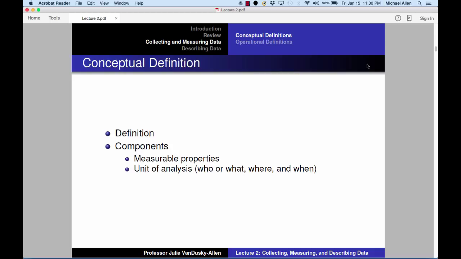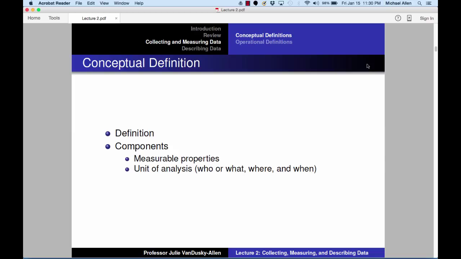First, a conceptual definition defines a concept's measurable properties. For example, if we were going to measure how liberal or conservative a voter is, we would have to be able to measure their opinions on government intervention in the economy. This is a measurable property. We could conduct a survey and ask voters about their political views.